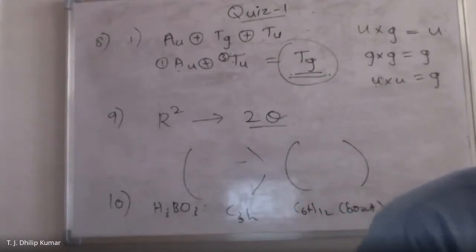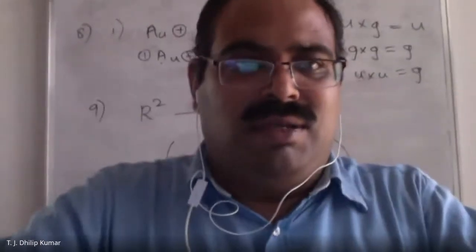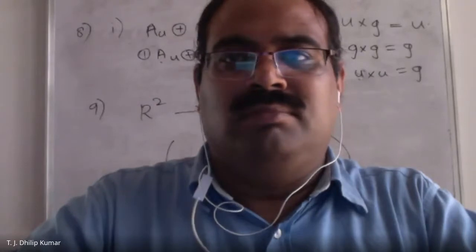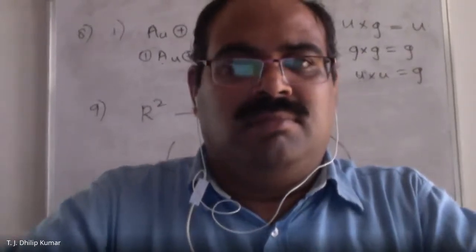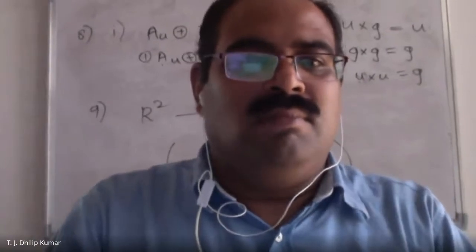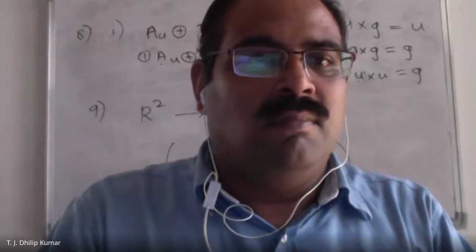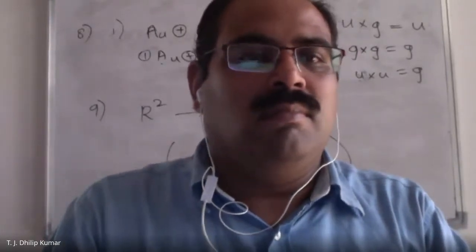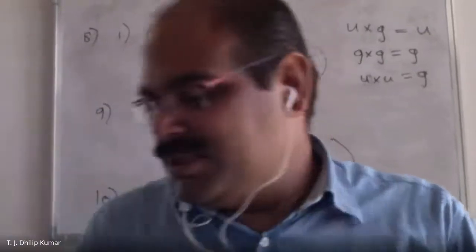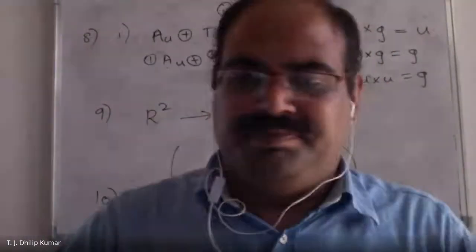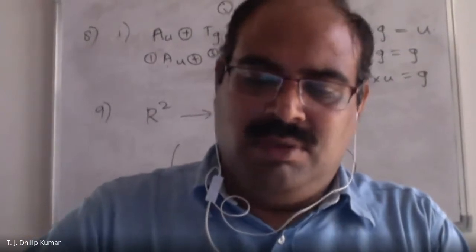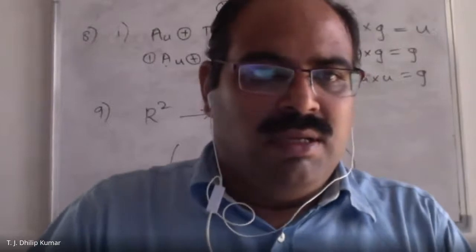Let me work it out. T1g, T2g. So this is T2g. T2g is there? Yes. So 3 into 3.